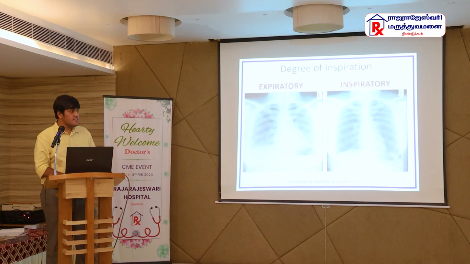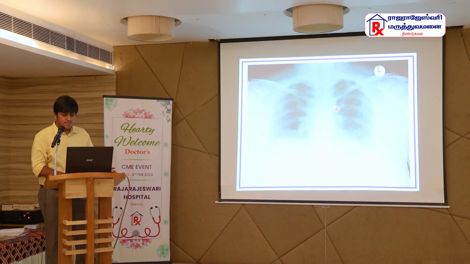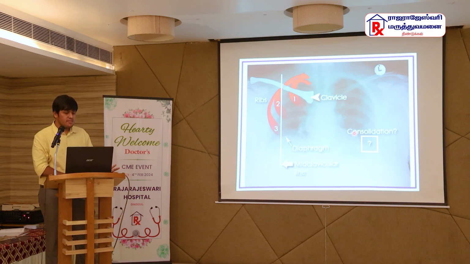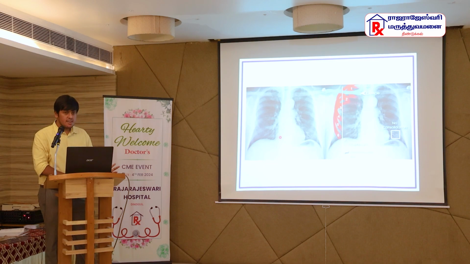Okay. Next is the degree of inspiration. A good chest X-ray PA view is taken in inspiration, which is marked by 8 to 9 posterior ribs and 5 to 6 ribs anteriorly. Here, the vascular markings appear prominent, and there appears to be a consolidation or airspace opacity in both lower zones, but this is just an expiratory film because there are just 3 anterior ribs noted here. The same X-ray taken in inspiration doesn't show any significant pathology at all.